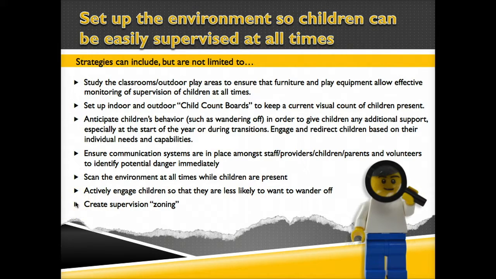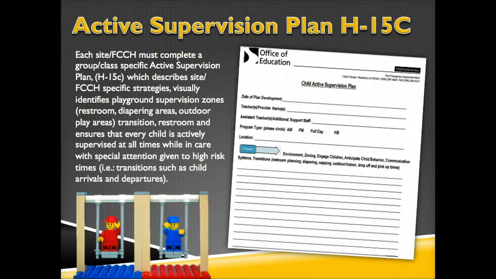Create supervision zoning. Next, you'll want to complete an active supervision plan, H15C. Each site or family child care home must complete a group or class-specific active supervision plan, which describes the site or family child care home specific strategies, visually identifies playground supervision zones such as restroom, diapering areas, and outdoor play areas, transition, restroom, and ensures that every child is actively supervised at all times while in care, with special attention given to high-risk times, for example, transitions such as child arrivals and departures.